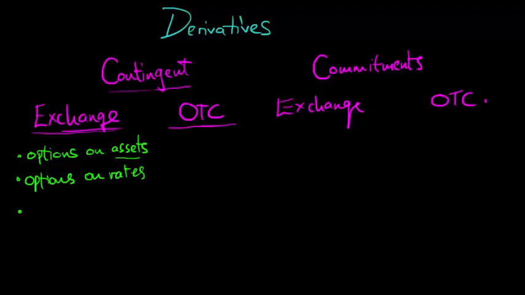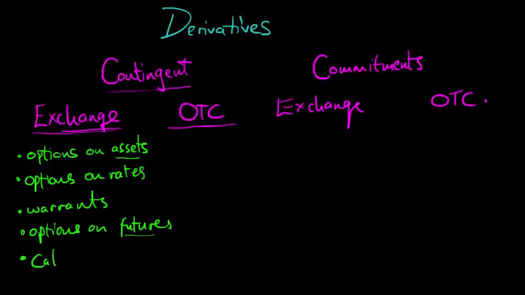Okay, next we've got warrants. We've got options on futures. In fact, the S&P 500 wouldn't be an actual asset. An individual share such as Walmart would be an asset in itself, but the S&P 500 contract is actually a future, so that would be an option on a futures contract.